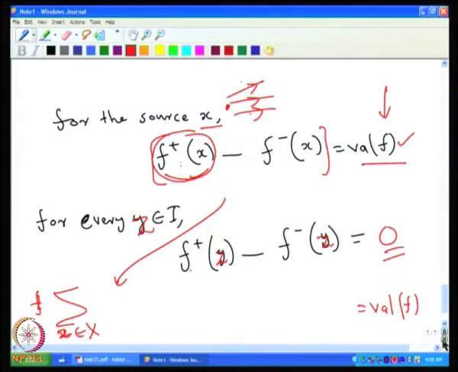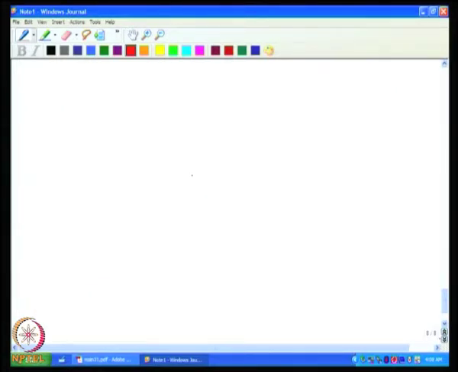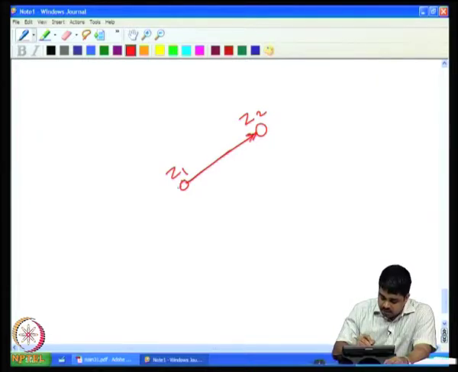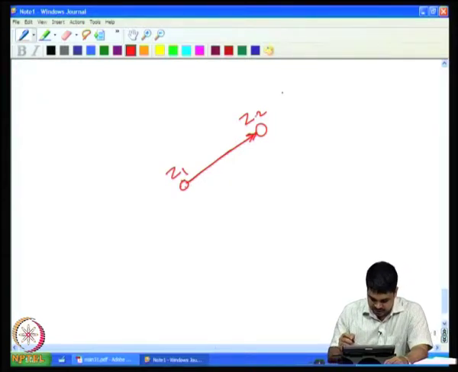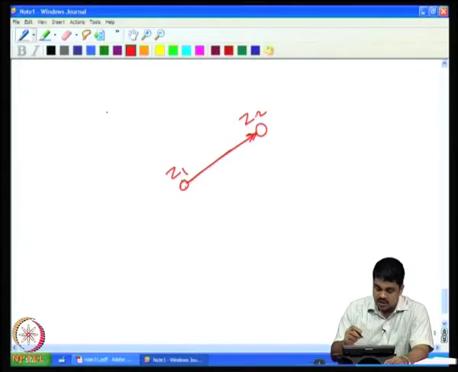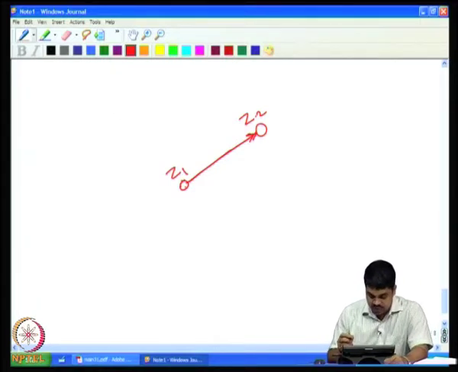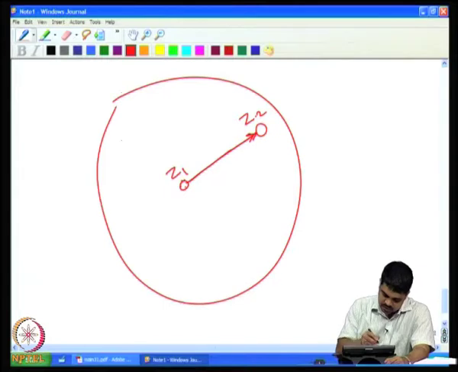So, it means that if you consider any edge like this, say z1 z2, and suppose both the endpoints are intermediate, then what will happen? The z1 and z2 both are in our set. Suppose both z1 and z2 are in our set x, then both of them are there.